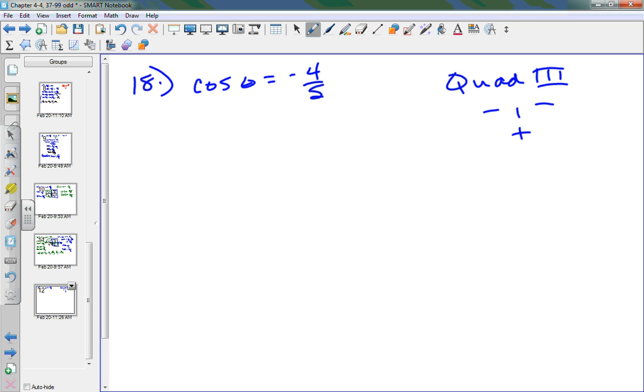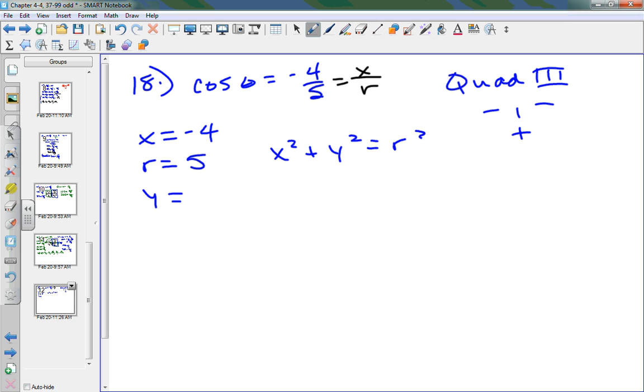Okay, what is cosine defined to be? Cosine is defined to be x over r. So in this case, x is going to be my lovely negative 4, r is going to be my 5, and I need to find y. Do we all see that, yes or no? So if I use this formula, x squared plus y squared is equal to r squared, x is going to be negative 4 squared, y I don't know, r is going to be 5 squared, so y squared is going to be equal to 25 minus 16.